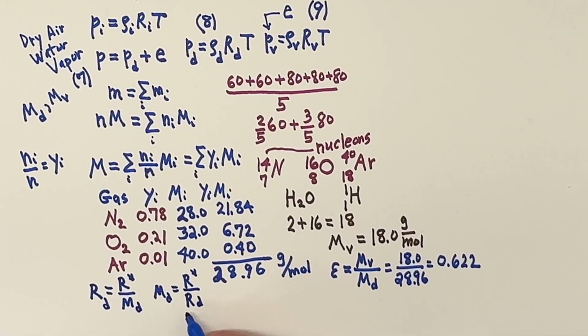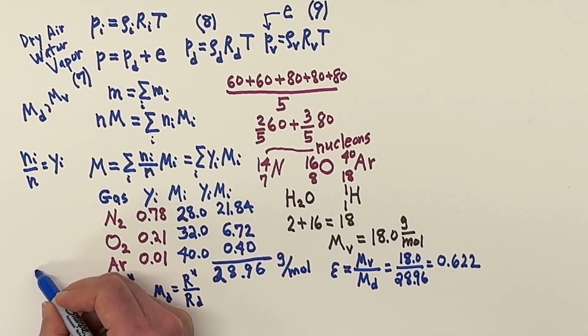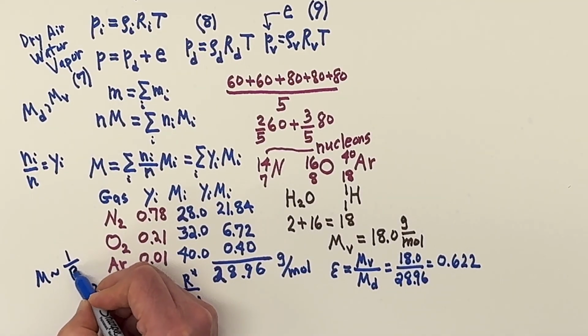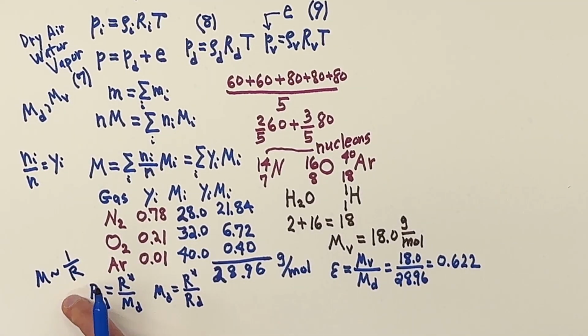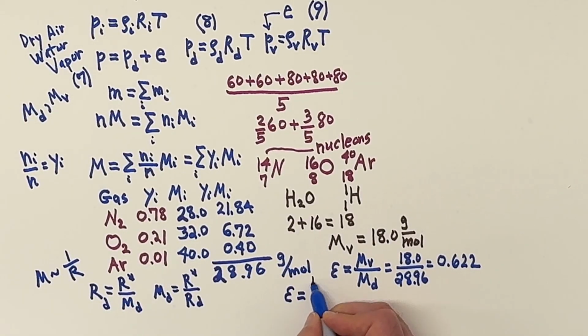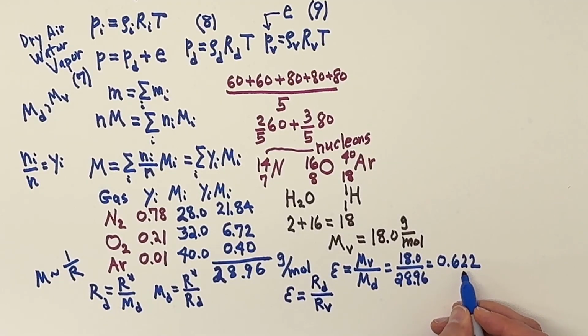See, it's inversely proportional. So what we're saying here is that the molar mass is inversely proportional to the gas constant. Therefore, what we got earlier in our course is consistent with this, because since that inverse relation occurs, you would put RD in the numerator and RV in the denominator to get that 0.622.